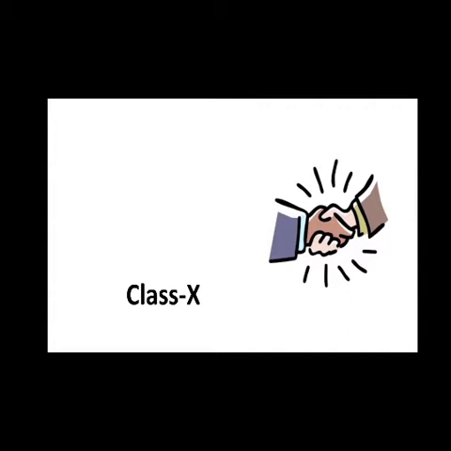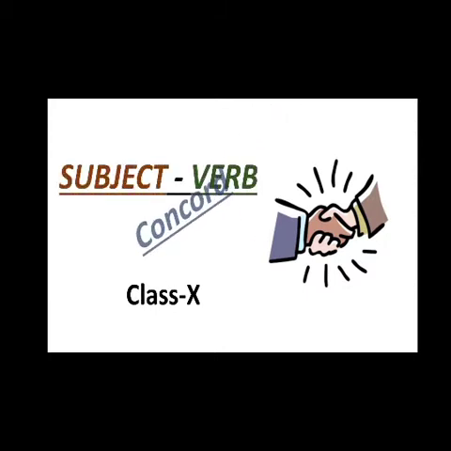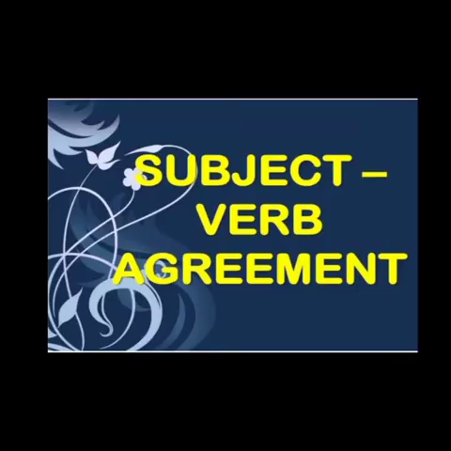Today we are going to learn about English language, and the topic is subject verb concord. In subject verb concord, we will read about what the agreement between the subject and the verb is. So what is subject verb agreement? What do you think about the word agreement? Agreement is something like collaboration, to agree on something.